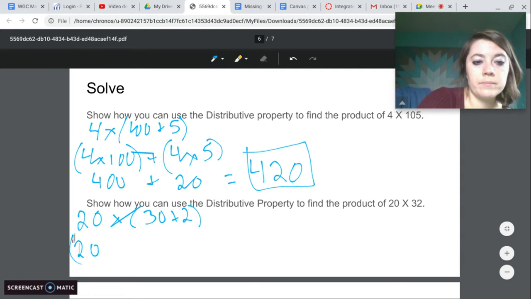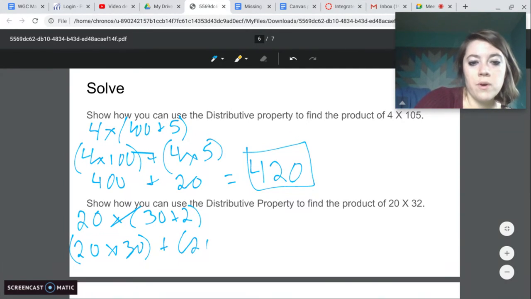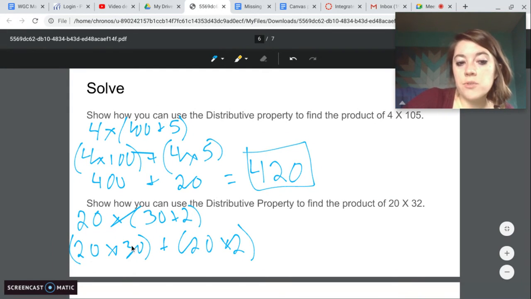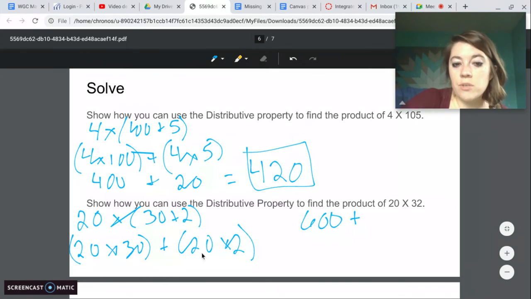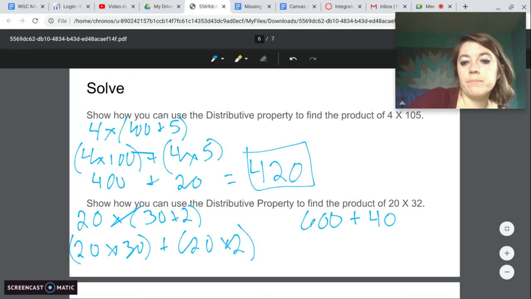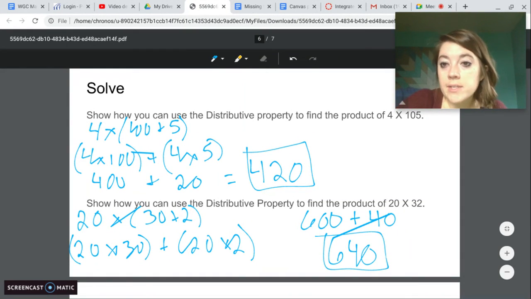So 20 times 30 plus 20 times 2. Now, 20 times 30, think of it as 2 times 3 is 6, and then we have 2 zeros. So going back to our mental math days, so 600 plus 20 times 2, well, 2 times 2 is 4, then we have a 0, so plus 40. Now we add these two together, so 600 plus 40 is 640. So there's our answer.